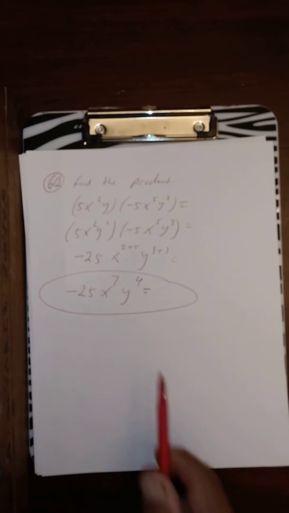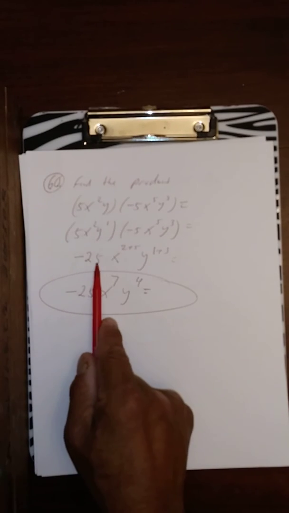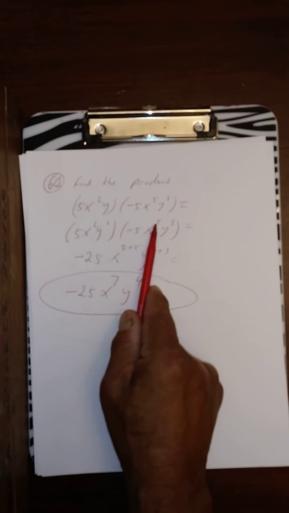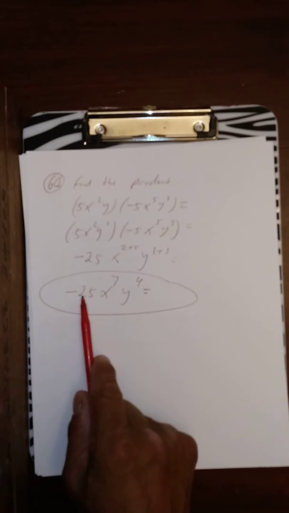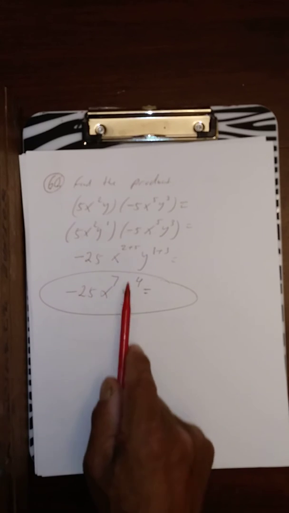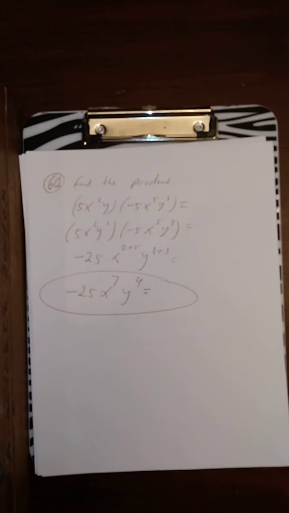Find the product of these two. Positive times negative is going to be negative 25. x squared times x to the 5th, 2 plus 5; y to the 1 times y cubed, 1 plus 3. So it's going to be negative 25x to the 7, y to the 4.